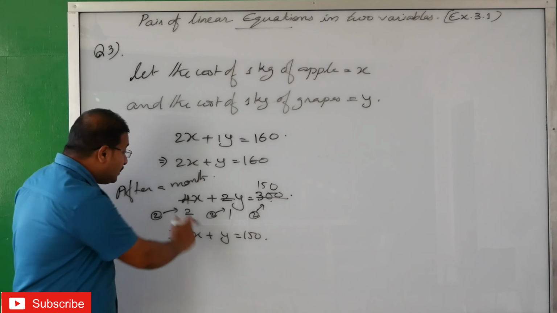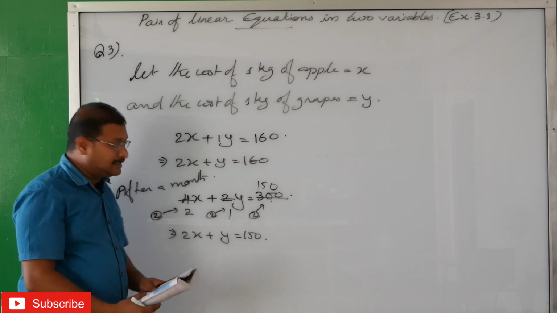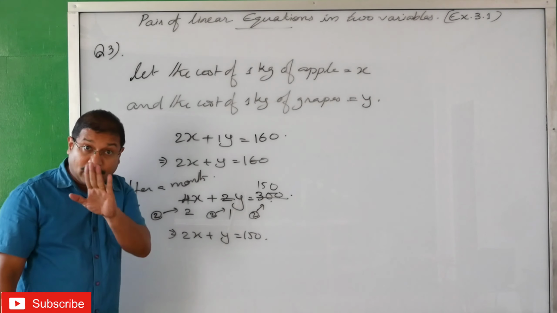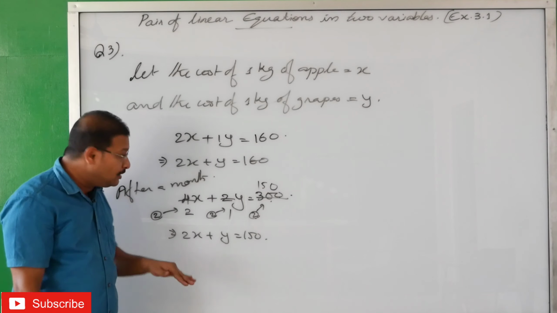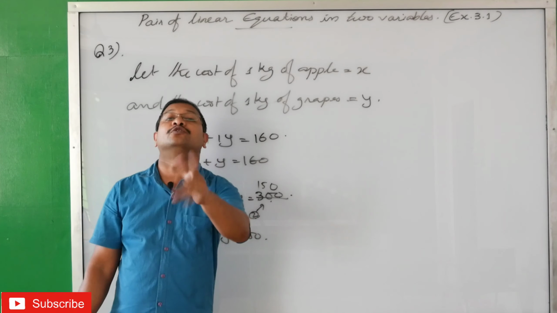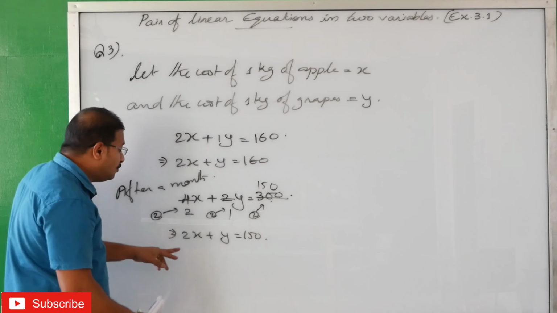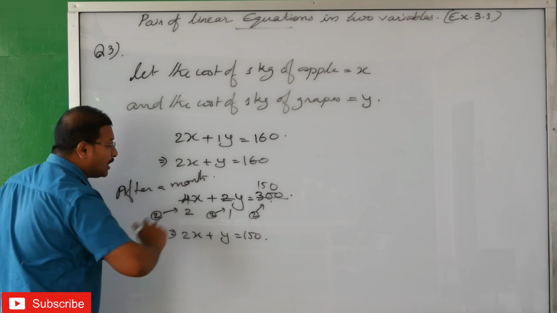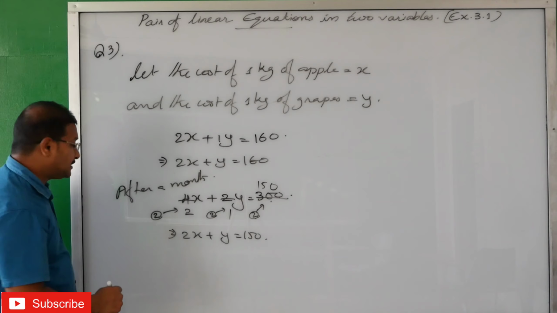Actually what you want to do is divide throughout by 2. Okay, I am just doing it directly, so in the entire equation I am cancelling by 2. If you want, you can do it directly. What you will do is divide throughout by 2. Ready? So we got it now: 2x plus y equals 150. This is the second equation. So these two are the algebraic representation.